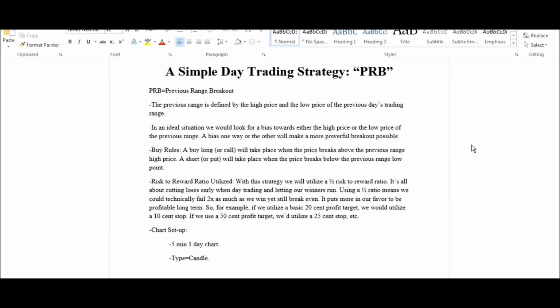It's the PRB. And what PRB stands for is previous range breakout. The previous range is defined by the high price and the low price of the previous day's trading range. Okay, so you have the high price and the low price of yesterday's trading range, or if it was a weekend, obviously Friday's trading range.